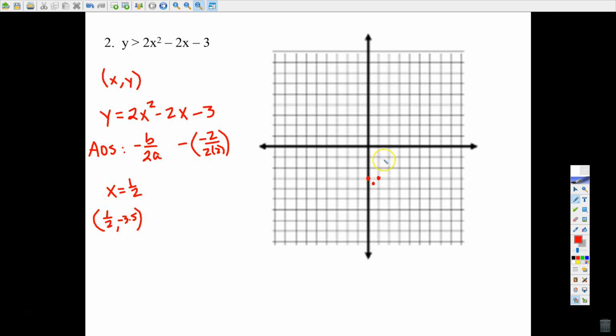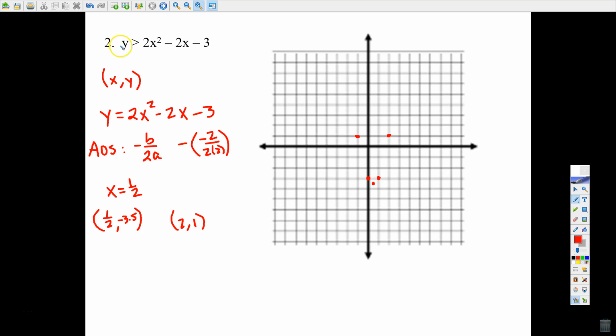You could do another input if you like. You could put in 2. That's pretty easy to do. 2 squared is 4. 4 times 2 is 8. Minus 4 is 4. Minus 3 is 1. So the point (2, 1) should be on this graph, and that's 1.5 units away, so we can match that up. You can get some other points pretty easily, but that's sufficient.